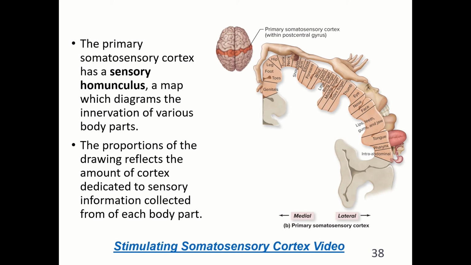The primary somatosensory cortex also has a sensory homunculus, which is a map that diagrams the innervation of various body parts. Here we can see that the majority of the sensations are concentrated, again, in the face and the hands. And then we also have the feet that are pretty sensitive because of walking around. And then there is a video for stimulating the somatosensory cortex as well, and that link is active in your PowerPoint.